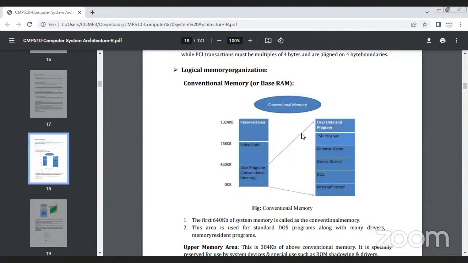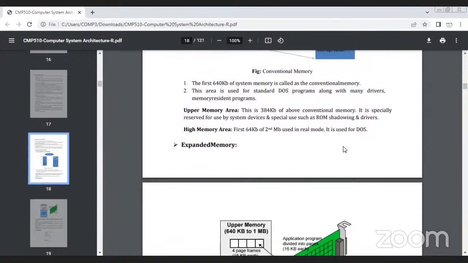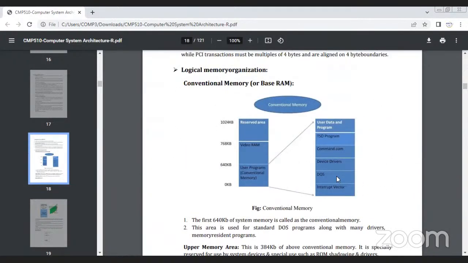The conventional memory is described in detail in this manner. The first part is the interrupt vector, the second part is DOS, the third part is the device drivers, the next part is the command.com program, and then user data and programs. So this is the conventional memory distribution. The first 640 KB of memory is known as conventional memory.